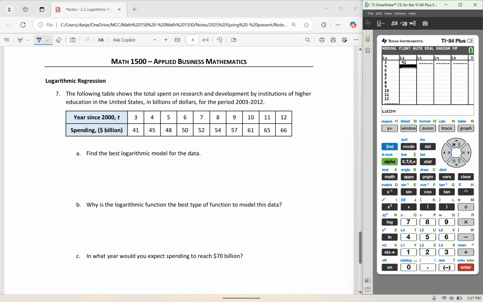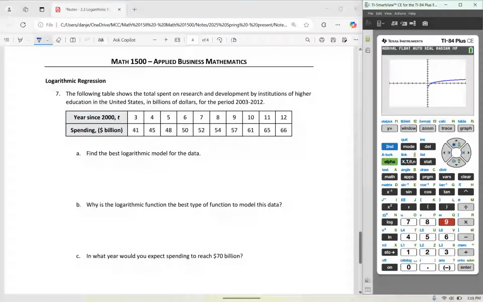41, 45, 48, 50, 52, 54. Whoops, I missed my 52. 54, you always want to make sure you get your data in correctly. 57, 61, 65, 66. Zoom 9 will show us our logarithmic graph, because remember I had my stat plot on, just like in the past.